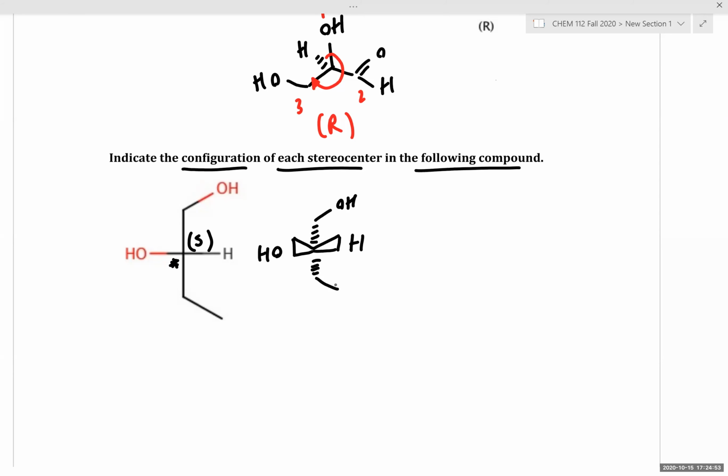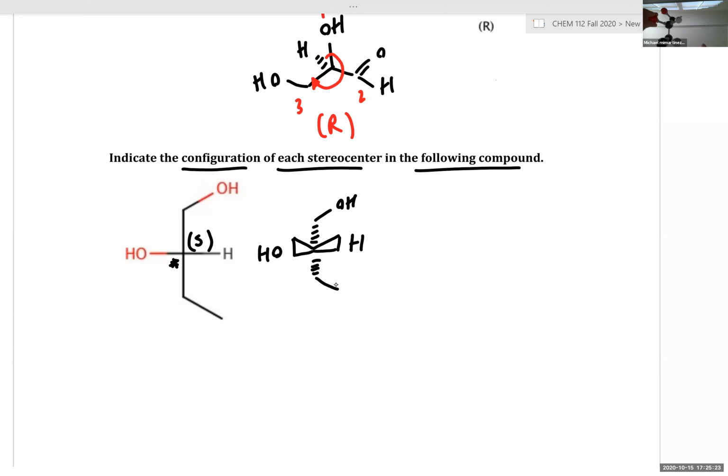One moment, just adjusting my model kit. Okay, so here is our structure. As we notice, the alcohol and hydrogen are pointing out towards us, while our methylene group containing our other alcohol is pointing away from us. Our ethyl group is also pointing away from us.